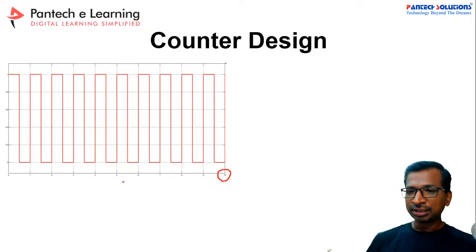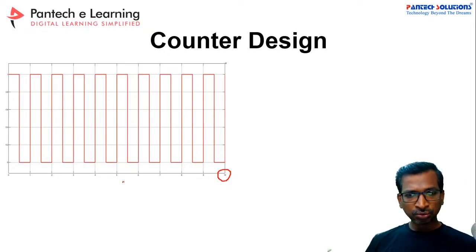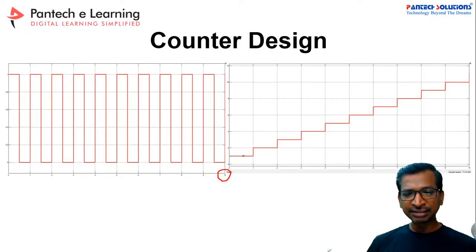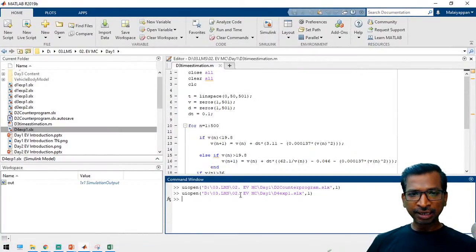Thank you. So let us move to the program. Now the output must be like this. This is the step counting, so it keeps on counting. At the same time we can get an integer value also. So let us move to MATLAB.